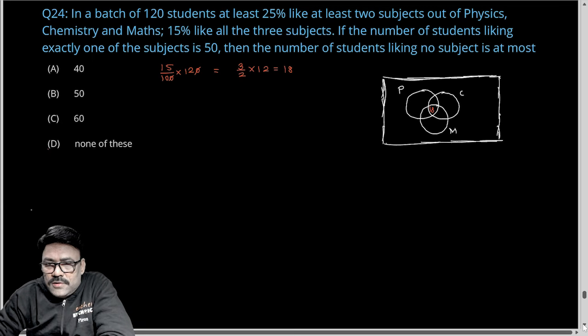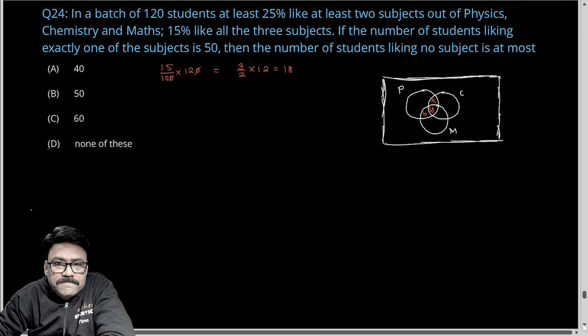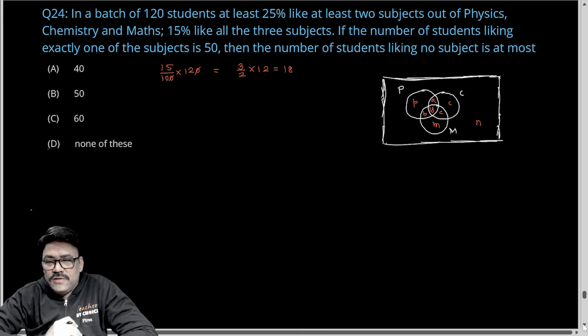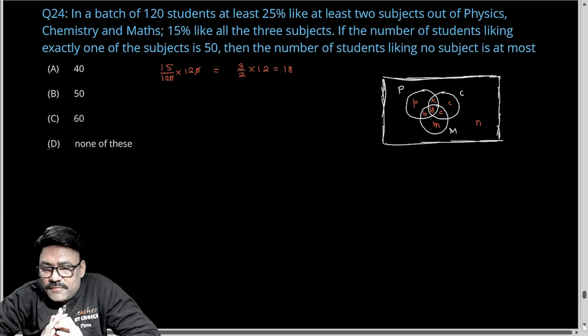And let's say A here are those who like both physics and chemistry. B here, who like both physics and maths. And C here, who like both chemistry and maths. Only physics is, let's say, P. Only chemistry is, let's say, C. Only mathematics is, let's say, M. And neither, let's say, is N, those who like neither physics nor chemistry nor mathematics.